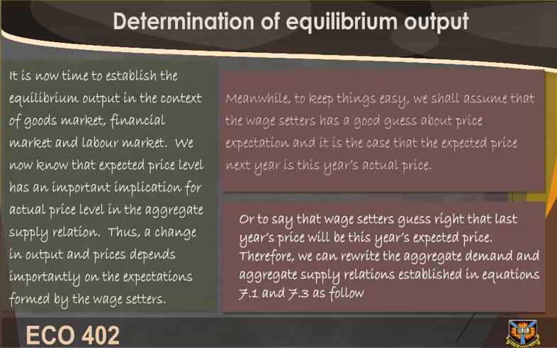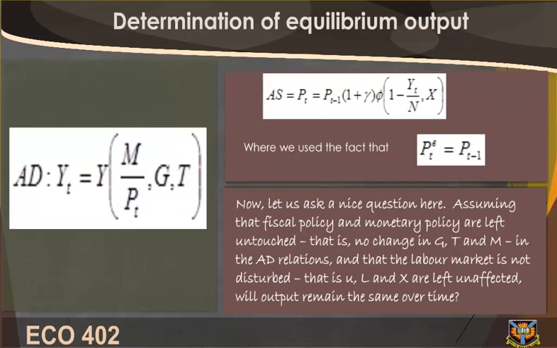Therefore, we can rewrite the aggregate demand and aggregate supply relations established in equations 7.1 and 7.3 as follows, where we use the fact that. Now, let us ask a nice question here. Assuming that fiscal policy and monetary policy are left untouched, that is, no change in G, T, and M in the AD relations, and that the labor market is not disturbed, that is, U, L, and X are left unaffected, will output remain the same over time?